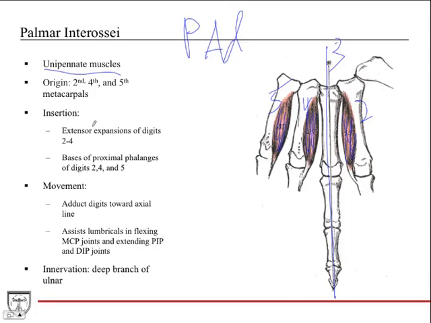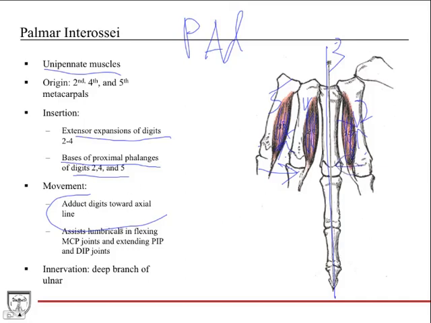Their insertion is onto the extensor expansion of the digits 2 through 4, just like the dorsal interossei. They also insert onto the base of the proximal phalanges of digits 2, 4, and 5. So they have no attachment onto the third digit here. Their movement is to adduct digits toward the axial line, which is considered here the middle finger or the third digit. So if you look at this, when the muscle contracts, it's going to pull the finger this way. Same thing with the second one. Contract, shorten, going to pull it this way toward the midline.